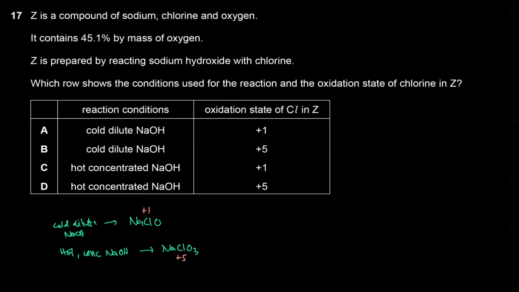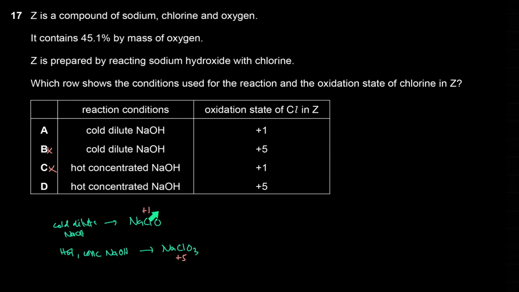So first of all, we know that with cold dilute, we don't get the +5. So we can eliminate B. And with hot concentrated, we don't get the +1. So we can eliminate C as well. So this already increases our chances to 50%, even if you didn't know how to solve for this. But now let's solve for it.